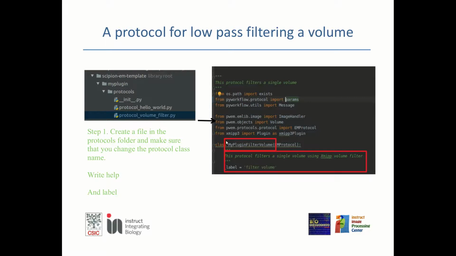So normally we have the convention of starting with the name of the plugin and then whatever operation you want to do, and it has to inherit from EM protocol. That is a class that you can find here in PWM protocols protocol. So you inherit from EM protocol, and then you have to give a help and also a label.